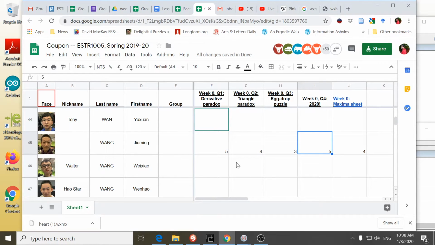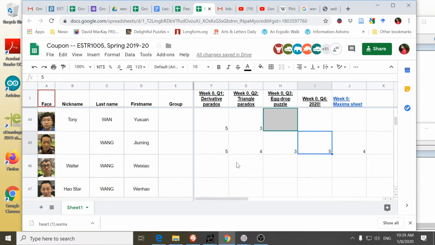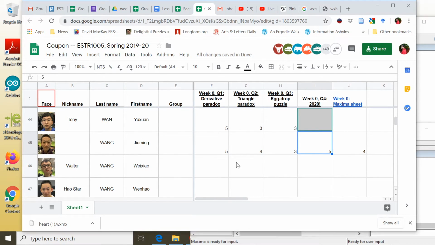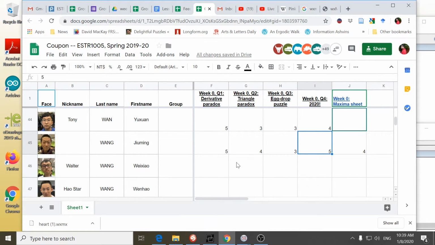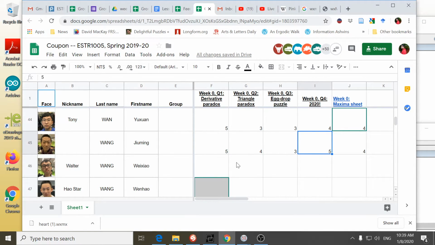Have you entered on the sheet? Okay, good. Distribute, don't just stand around.